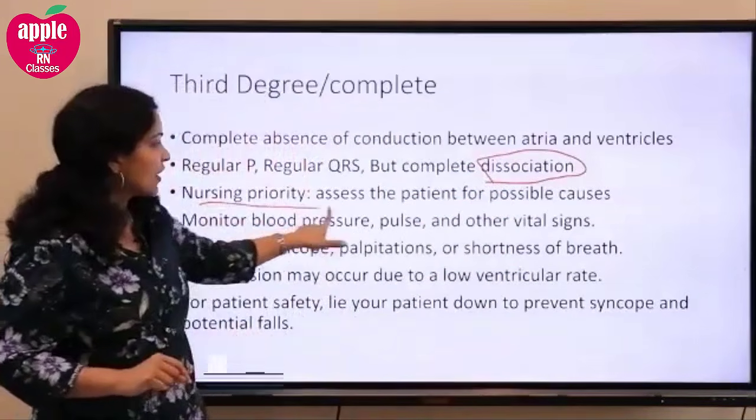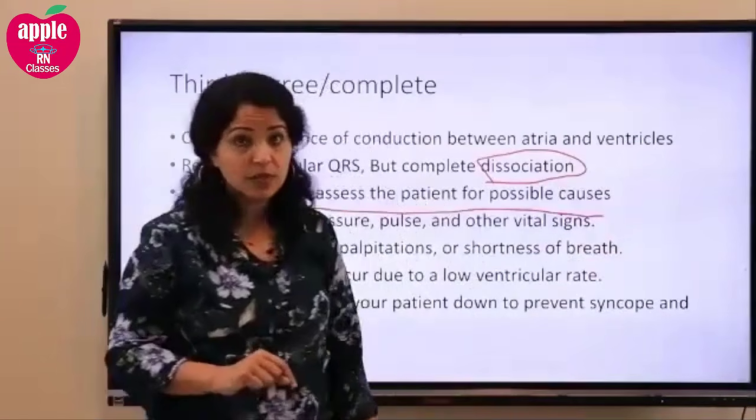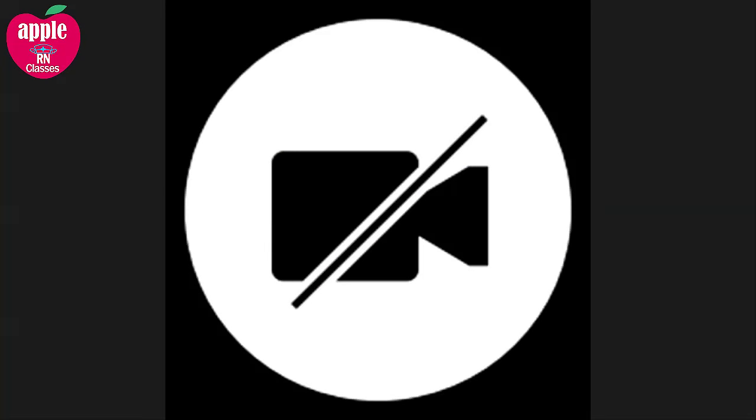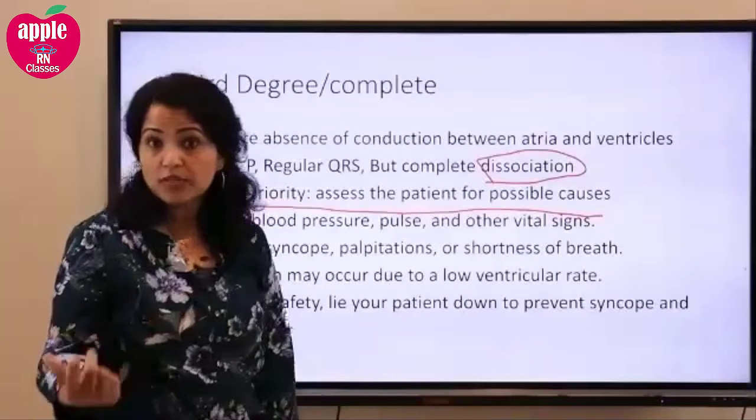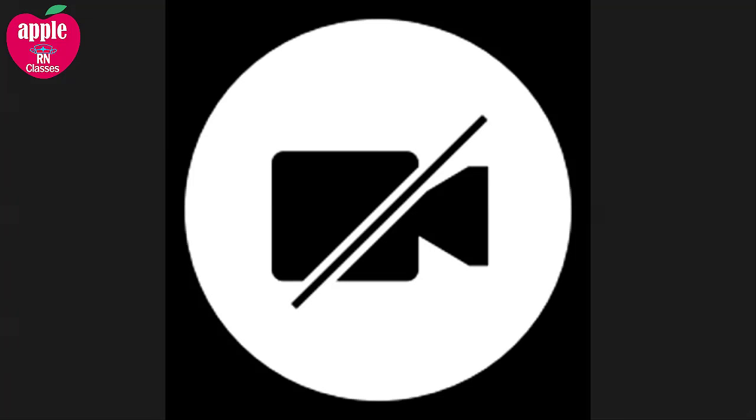And the nursing priority is to assess for possible causes. I mean, we don't know what is causing it. Maybe it is MI, maybe it is fibrosis, maybe it is medications.